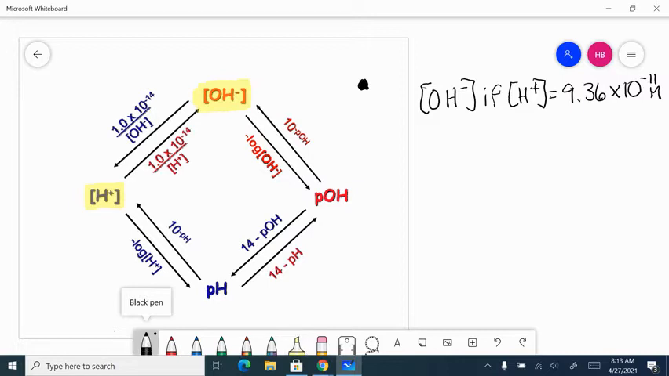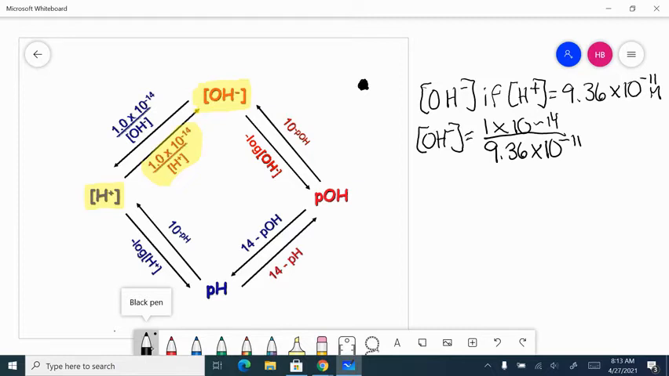So my formula becomes, let's see, we're starting at H plus. They gave us H plus, that's the one that has the numbers, asking us to find OH minus. So I find the arrow that goes from H plus to OH minus, and I see the formula is going to be 1 times 10 to the minus 14 divided by the concentration of H plus. So the concentration of OH minus equals 1 times 10 to the minus 14 divided by the concentration of H plus, which is 9.36 times 10 to the minus 11.